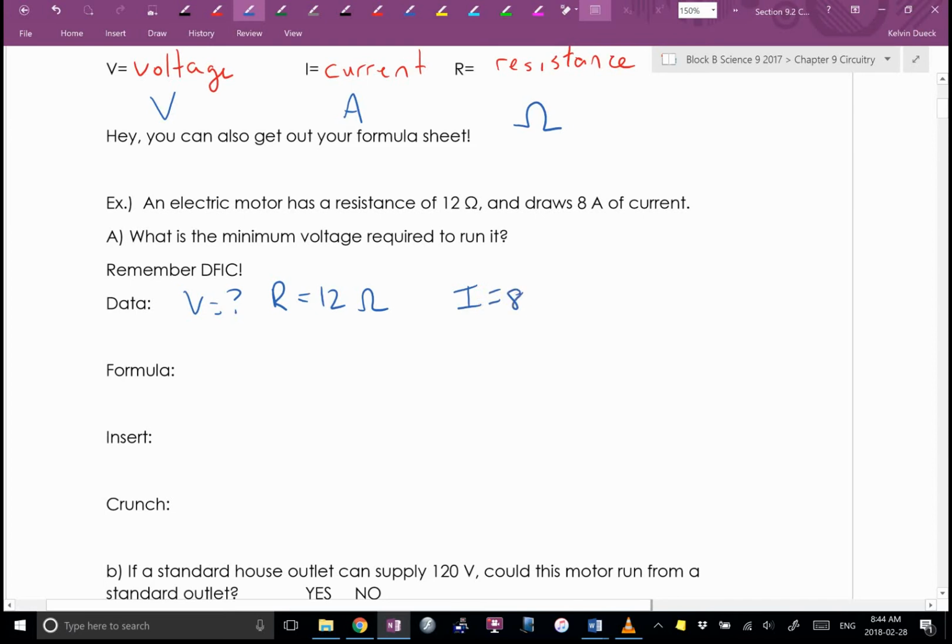Then we go to our yellow sheet. There's an equation that has a V, an I, and an R in it, and there's one of them that has the V by itself. Can you read it to me, please? Yeah. I would give you a half mark if I saw that.